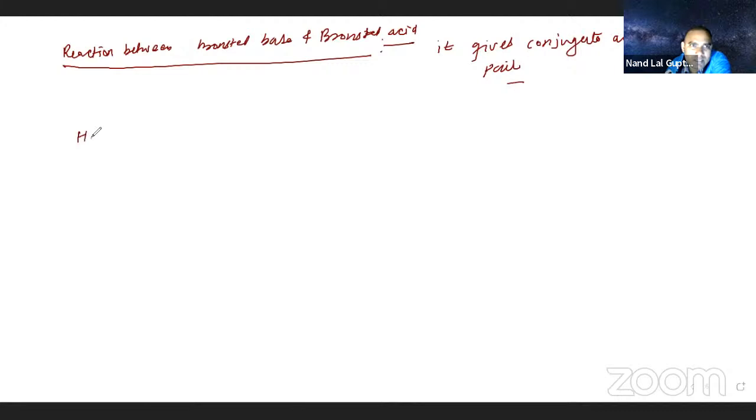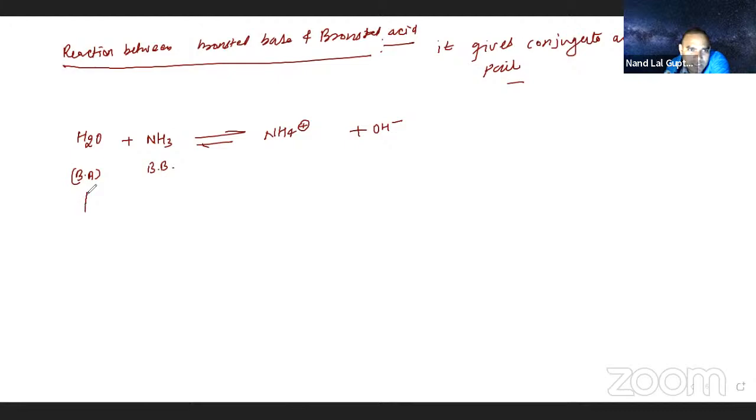Now, suppose you are taking H2O and another thing you are taking is NH3. It is the Lewis base. Here, what will be there? Bronsted base. And this we are considering Bronsted acid. Now, reversibly, what is going to happen? NH4 plus it will give, and here is OH minus.